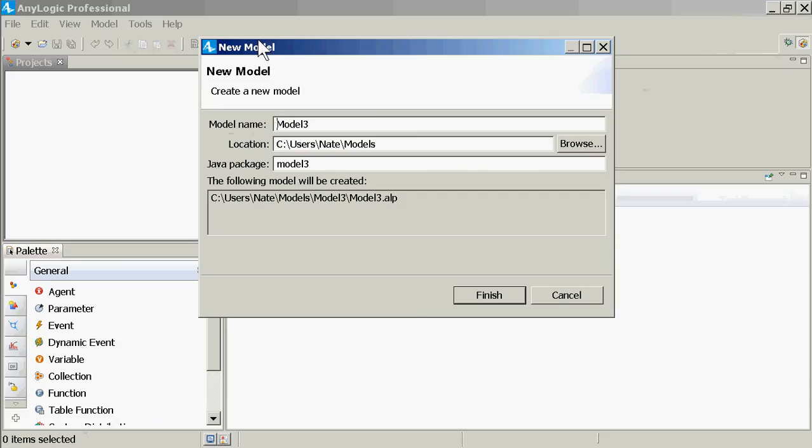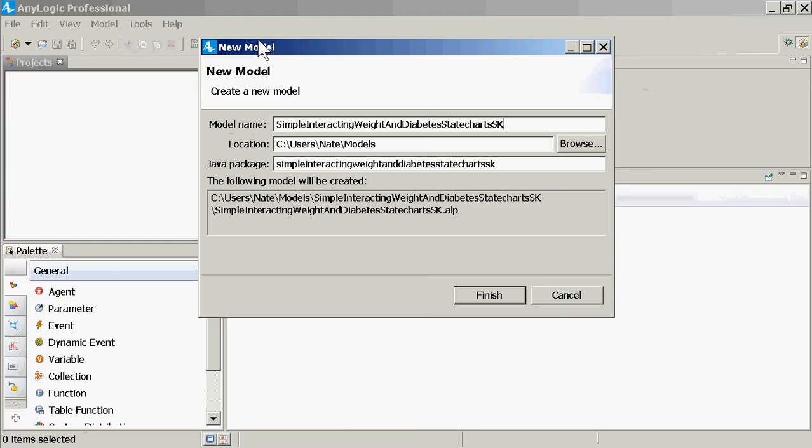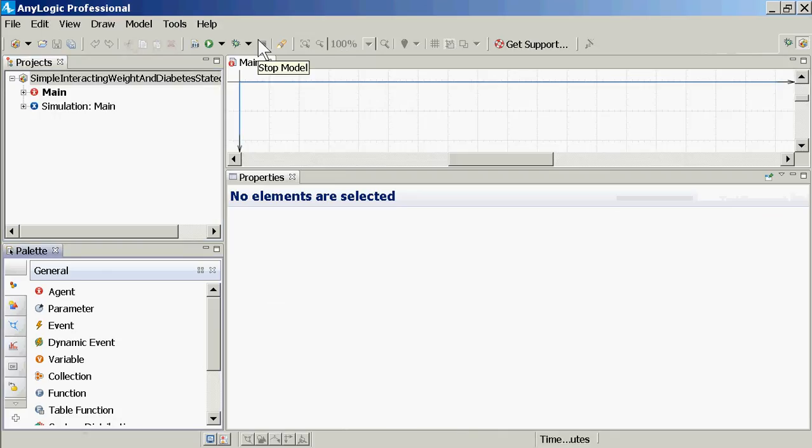This model is going to be called Simple Interacting Weight and Diabetes State Charts. I'm going to put an SK on the end because of other previous versions that I've used. Simple Interacting Weight and Diabetes State Charts, all one word. I use camel case. I capitalize the names of each successive word so I can read it.